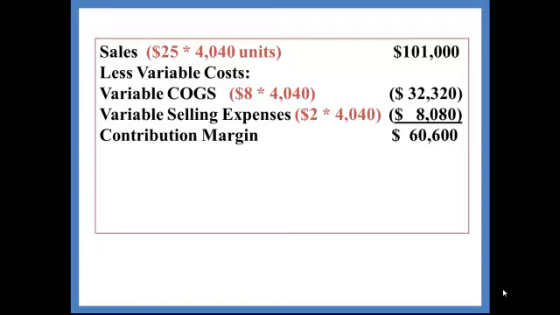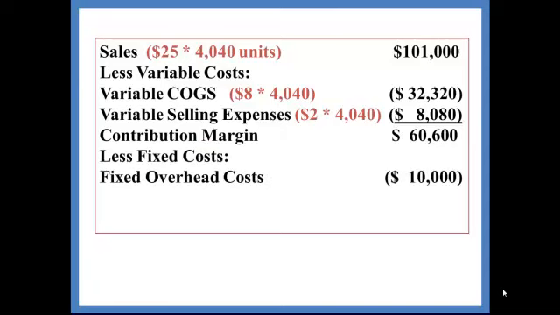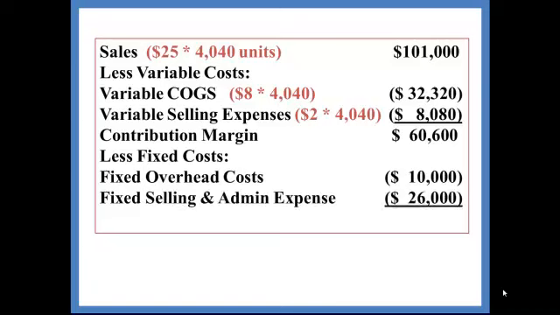We can now subtract our fixed cost, which will not change in total because of the sale of an additional 40 units. Fixed overhead is $10,000 if we sell 4,000 units, and it's $10,000 if we sell 4,040 units. Fixed selling and administrative expense is $26,000 at both levels of activity. This will give us income of $24,600.